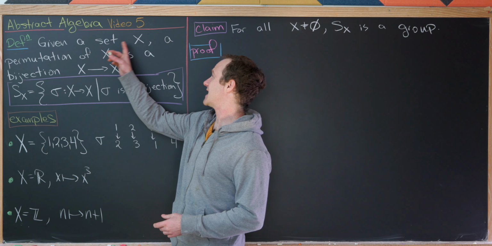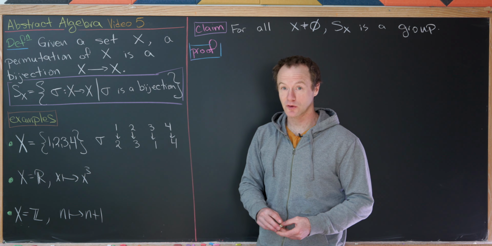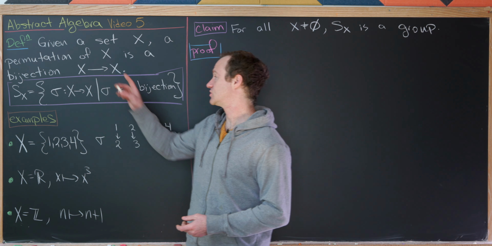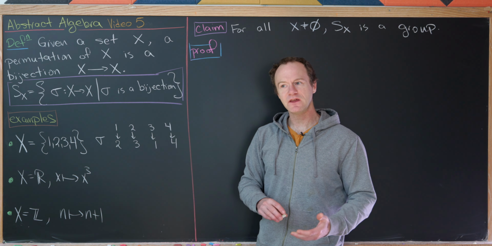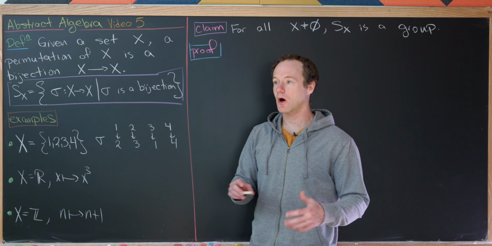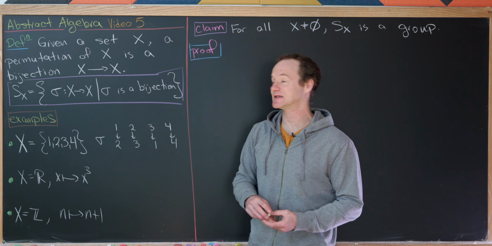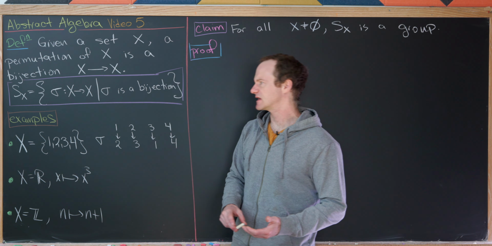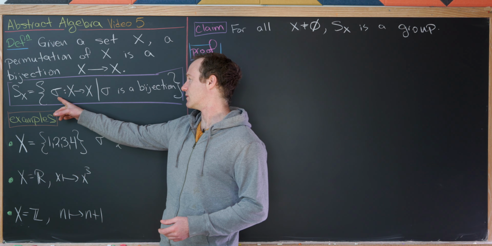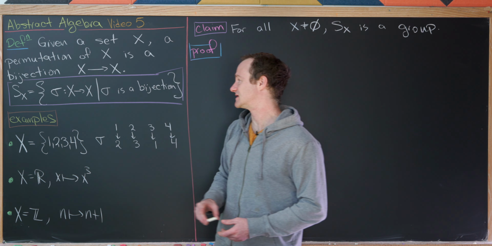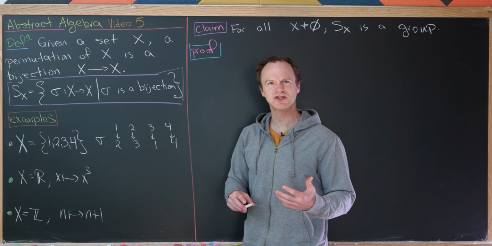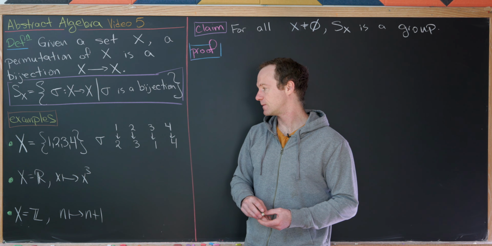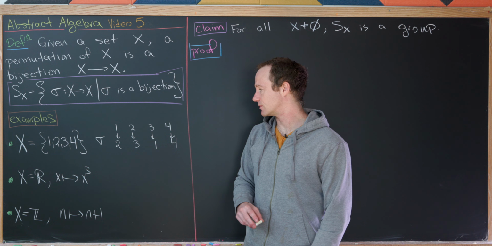Given a set X, a permutation of X is a bijection from X to itself. Then you can wrap up all of these bijections into a set called S_X. That's going to be all sigma from X to X such that sigma is a bijection. So this is just the set of all bijections from X to itself. So let's look at some examples.